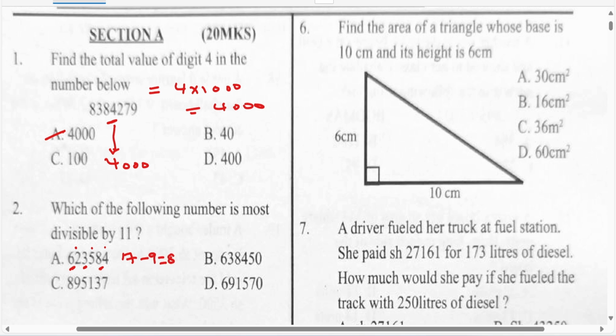Is it true? 2 plus 5 is 7, 7 plus 4 is 11. So it gives you 11. So it's 17 minus 11, which basically gives you 6. Oh, 6 is not 0. And it's not a multiple of 11.